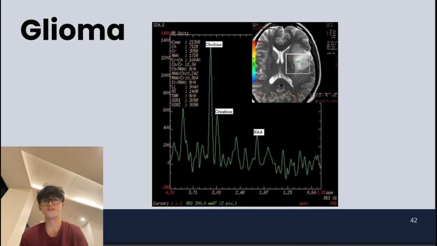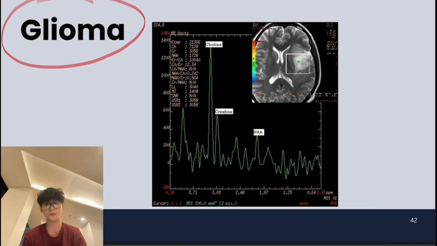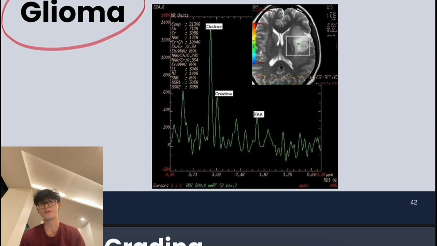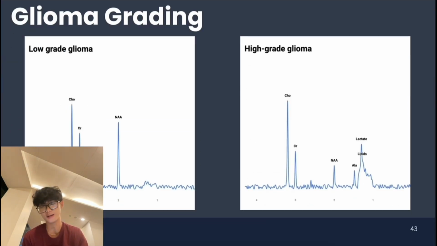So in application to a specific pathology for the MR spectroscopy of the brain, we have here the glioma. Glioma is a common type of brain cancer which accounts for 30% of brain tumors, arising from the glial cells, and 80% of malignant CNS tumors. For glioma grading, we have 2 types. We have the low grade and the high grade.